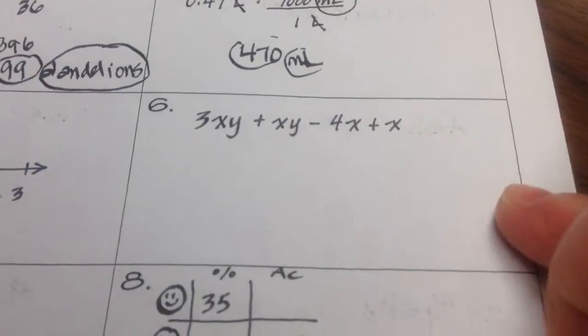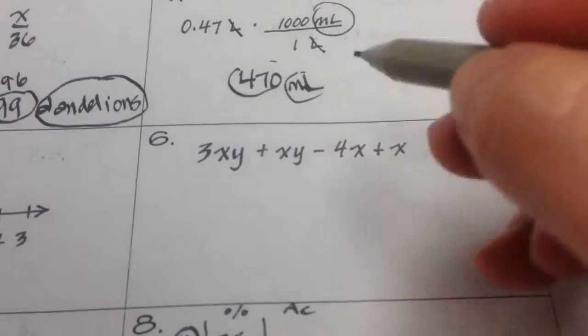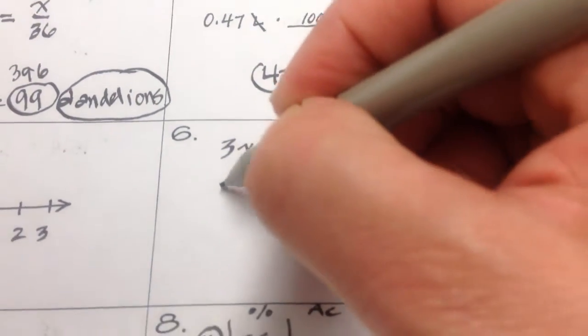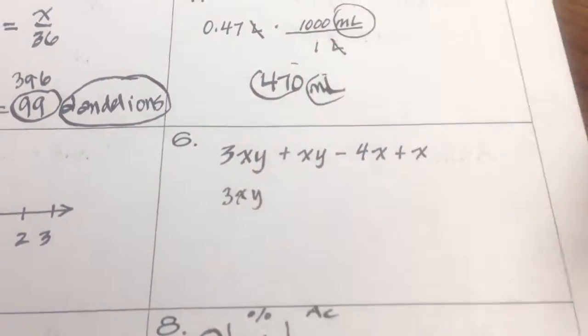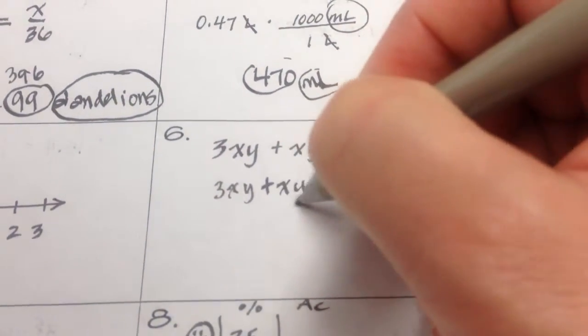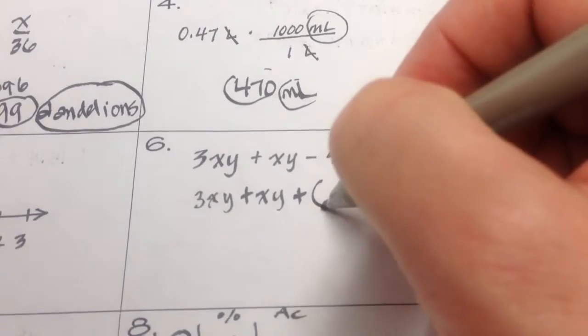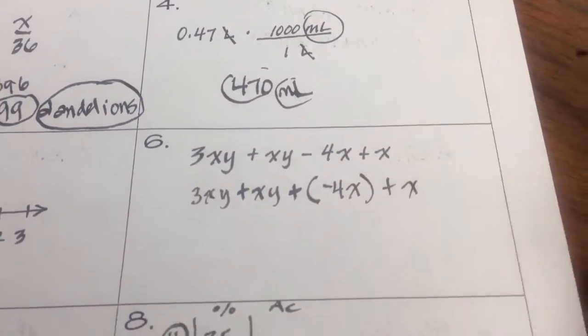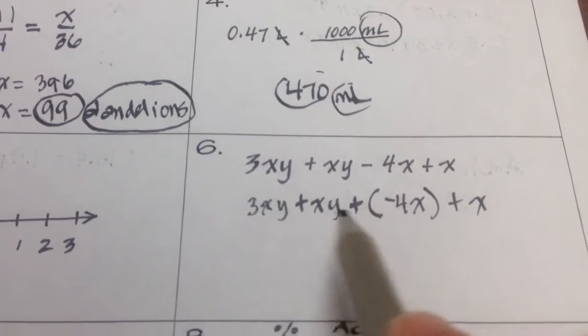Number 6, it just says collect like terms. Well, I want you to think algebraic addition. I want you to rewrite this a little bit. So I want you to write 3xy plus xy plus, in parentheses, -4x plus x. All right, so now we're just doing all addition.